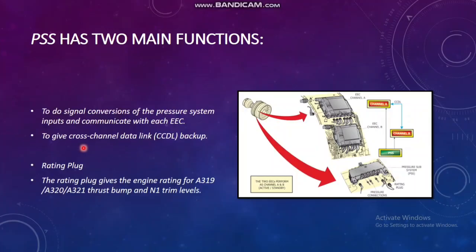There is another purpose, to give the cross channel data link backup. The PSS gives signal to both channel A and B, and they will cross talk with each other through the cross channel data link. And the rating plug, as I already told, the 320, 321 thrust bump and N1 trim level can be set through this.